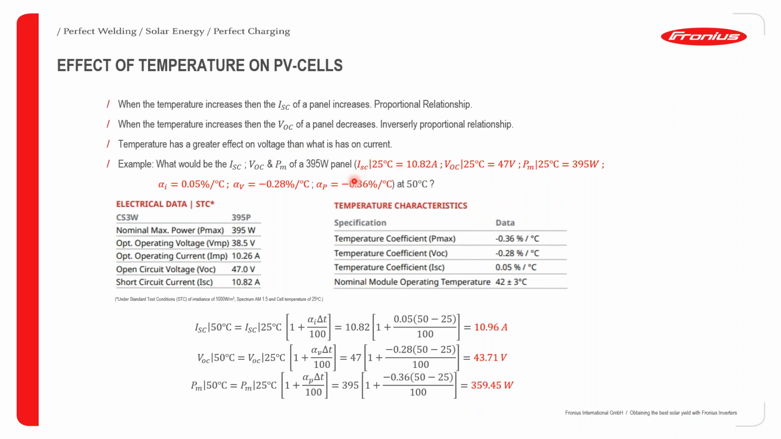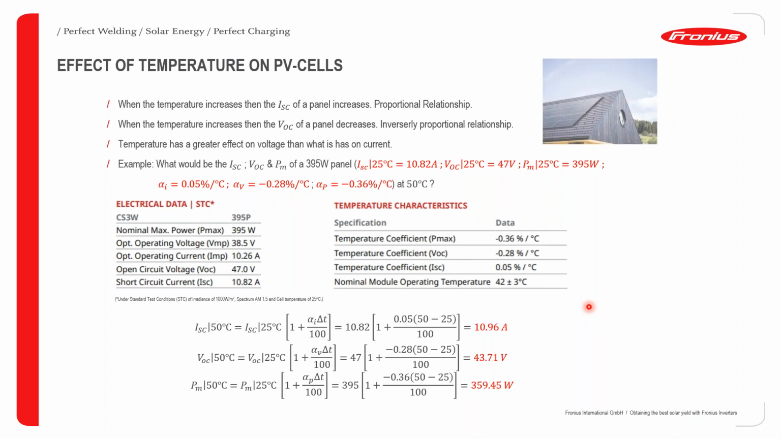This can also be shown from the temperature coefficients of the power. As you can see, it has more effect, a negative effect, 0.36. Then next up is a negative effect on the voltage, which is at 0.28.